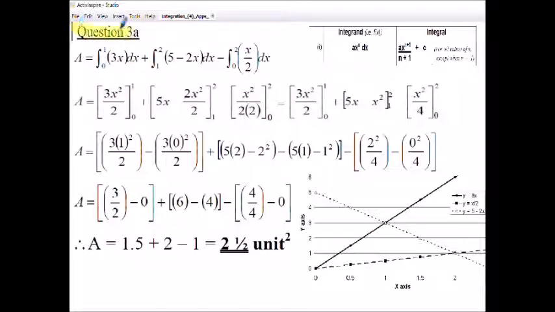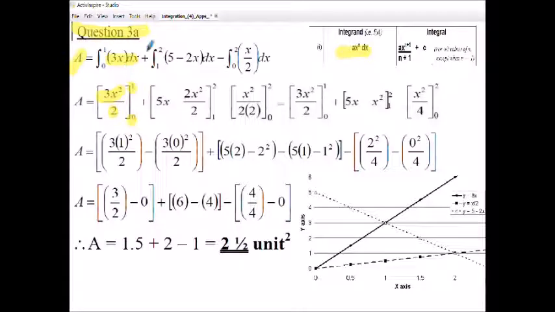Question 3 continued here. I've just repeated our formula for area that we derived on the previous slide with the three integrals. We're now going to evaluate all three integrals. The first one is integrating 3x with respect to x. Don't forget these are all standard forms, ax to the n. So that goes to 3x to the 2 upon 2 between our limits of 0 and 1.